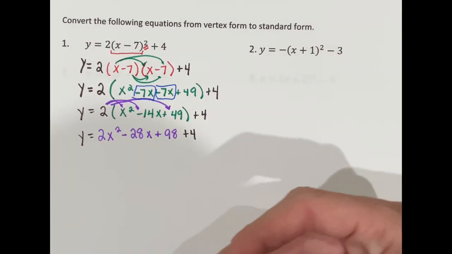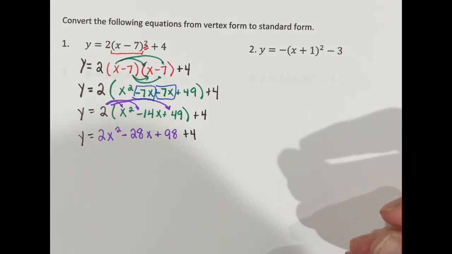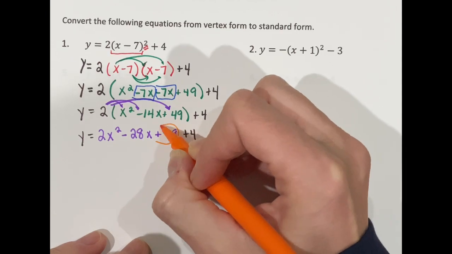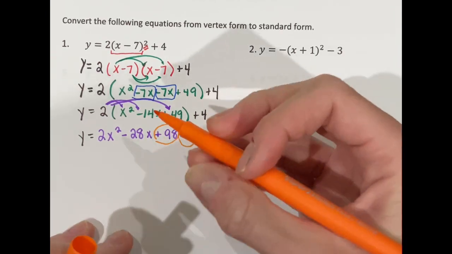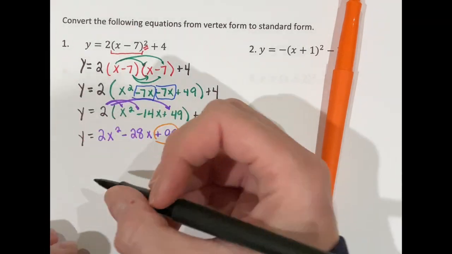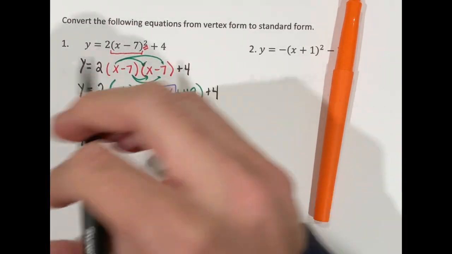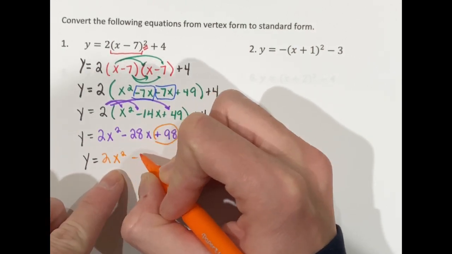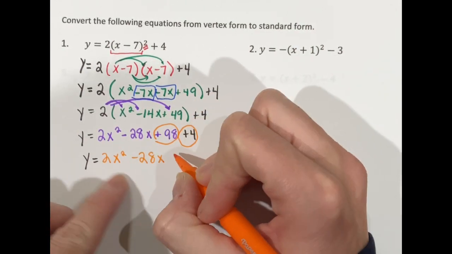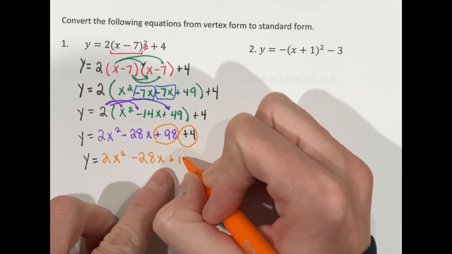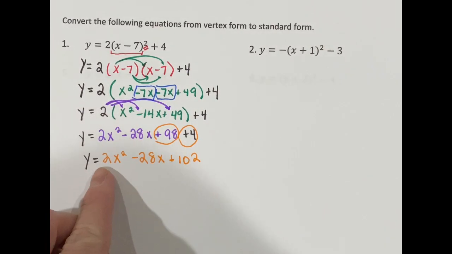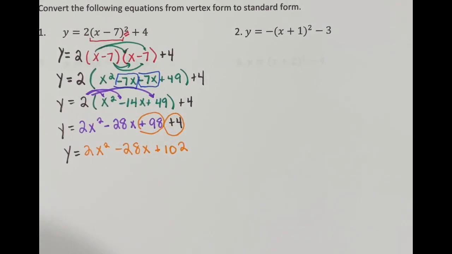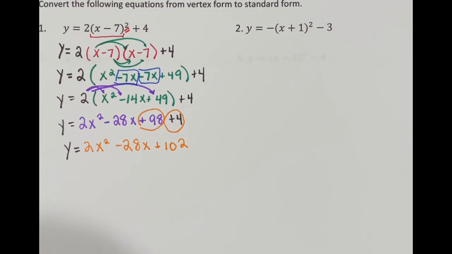So then finally I need to combine my like terms of 98 and 4. So I end up with y equals 2x squared minus 28x plus 102. And that is my answer in standard form. So let's do one more together before I have you try some on your own.